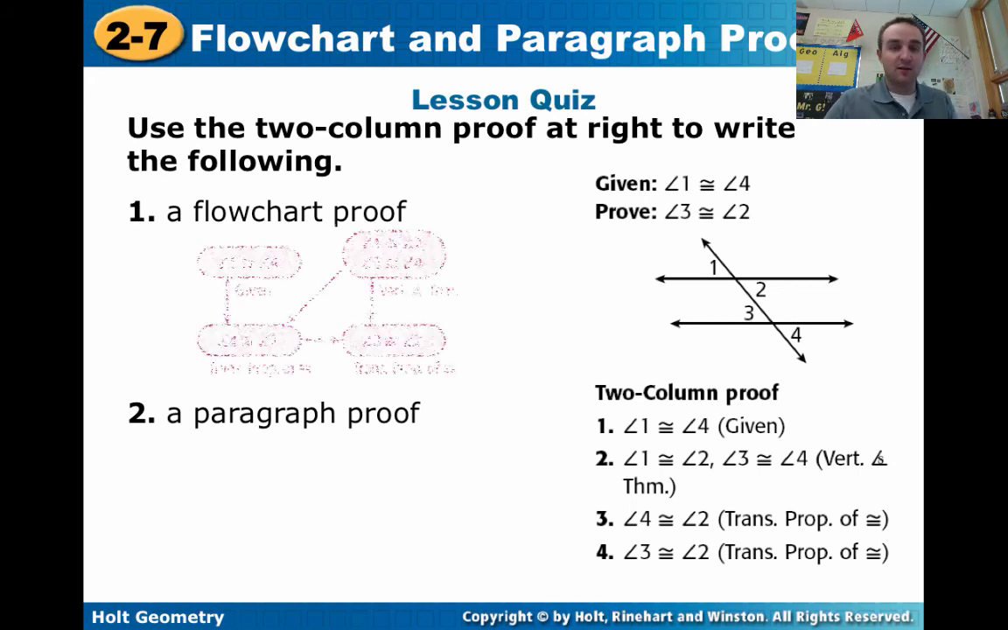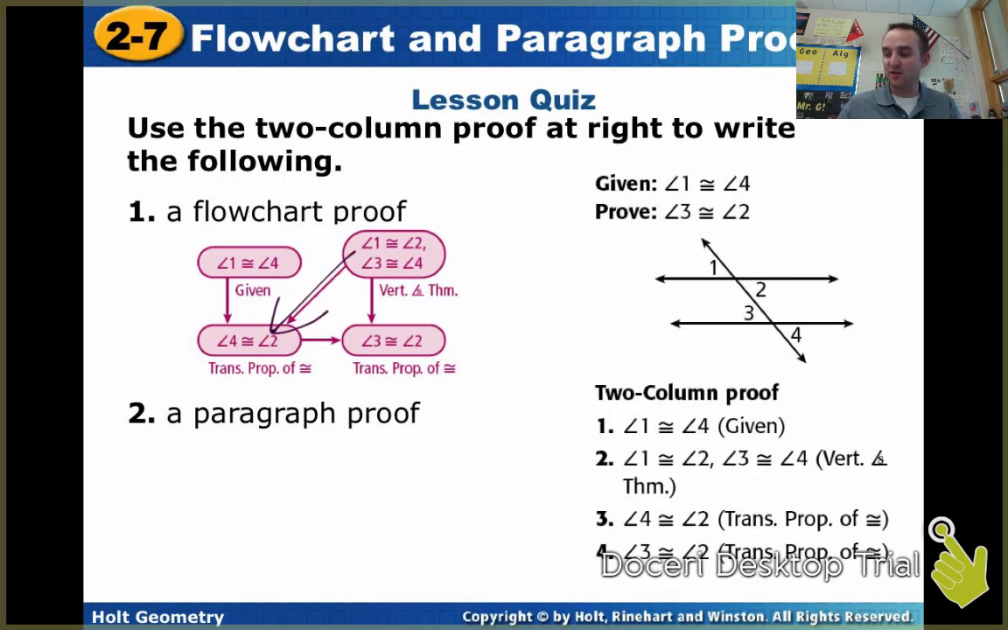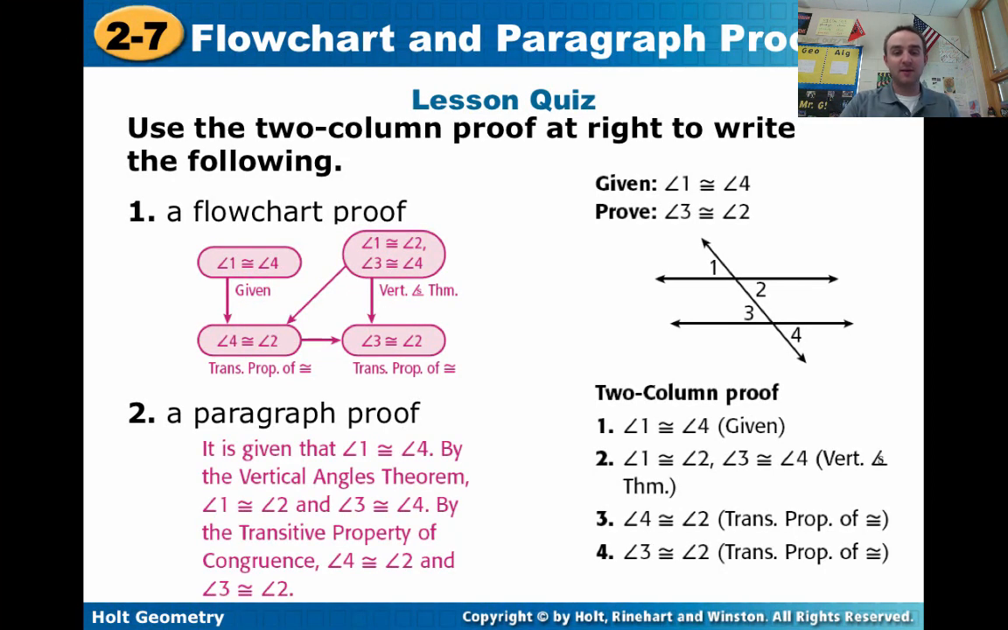Okay, so let's take a look. Here's our flowchart proof. You'll notice that we need that vertical angles theorem to say the transitive property. We also need it to say this one. This is kind of tricky because you've got that whole triangle thing in the middle here, where you need this, this, and this. Next one, paragraph proof. If we take a look at that, it's simply one sentence at a time. So that's it for flowchart and paragraph proof.